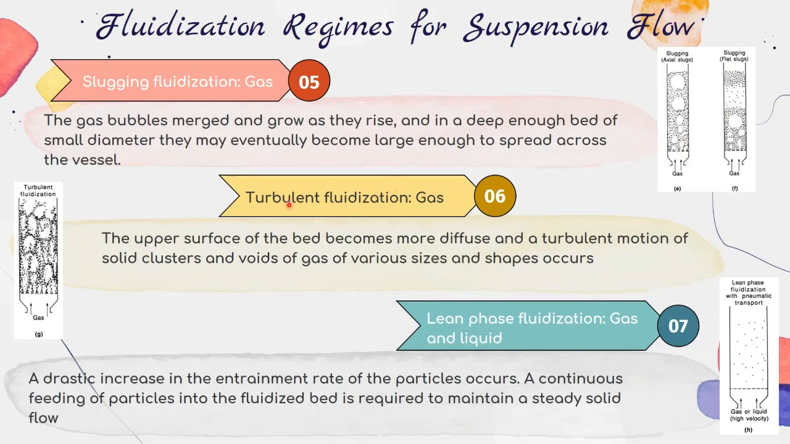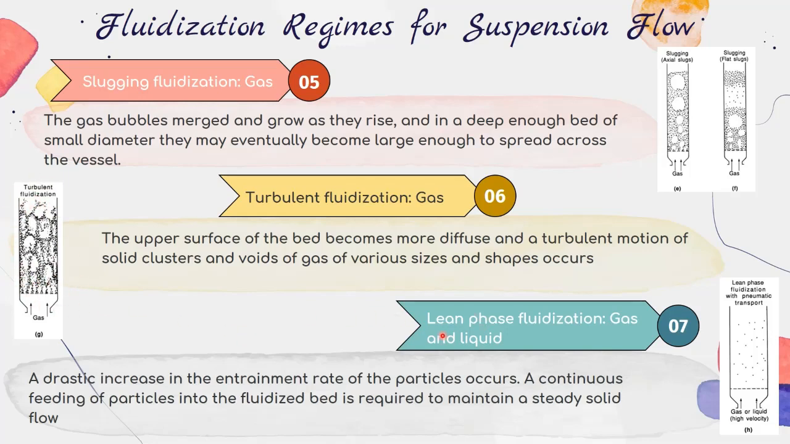Then the next one is turbulent fluidization. This is often regarded as a transition regime from bubbling to lean phase fluidization. Particles are fluidized at a sufficiently high gas flow rate. The terminal velocity of the solid is exceeded. Thus, the upper surface of the bed becomes more diffuse, and a turbulent motion of solid clusters and voids of gas of various sizes and shapes occurs. Here, the picture shows the various sizes and shapes of the voids of gas.